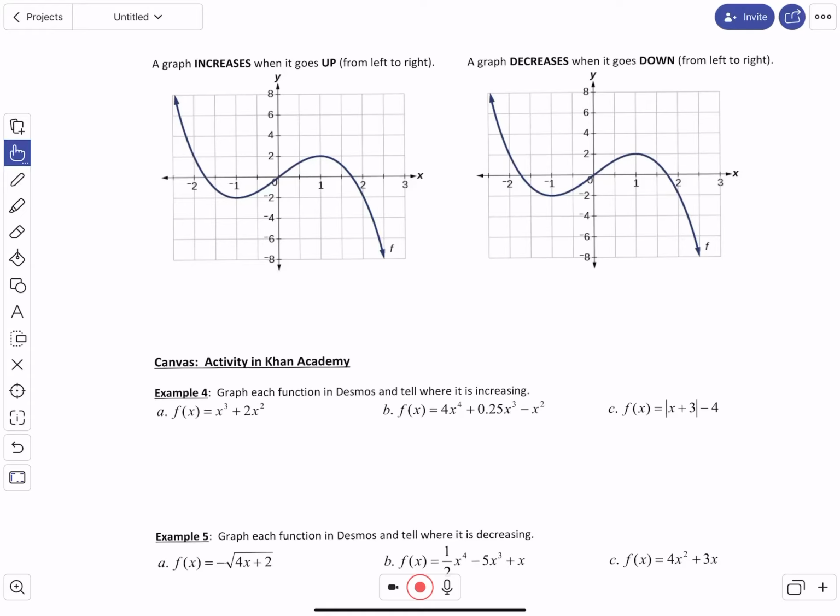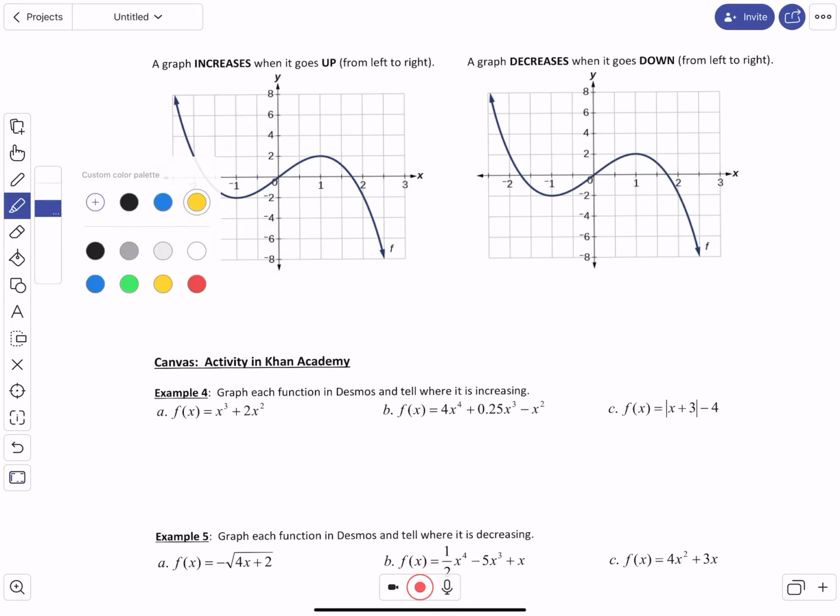So this is the next part of our notes when we're talking about reading graphs, where it's increasing and decreasing. All right, so where it's increasing and decreasing, the first part we're going to talk about was where it's increasing. So you read a graph from left to right. So a graph is going to increase. You first look at the graph where it starts increasing. So on this graph, it starts increasing here.